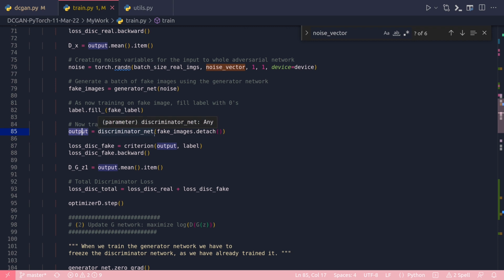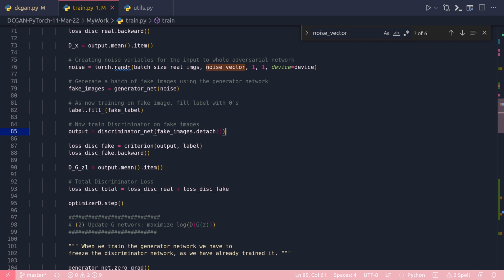Output equal to discriminator net fake images dot detach. Detach is just to detach my gradients from the tensor, because PyTorch's tensors by default will have the gradients included. So the detach method will detach the unnecessary gradient layer from the tensor.